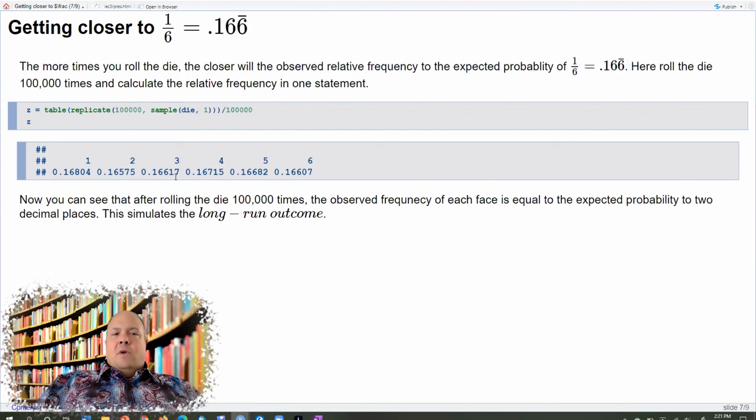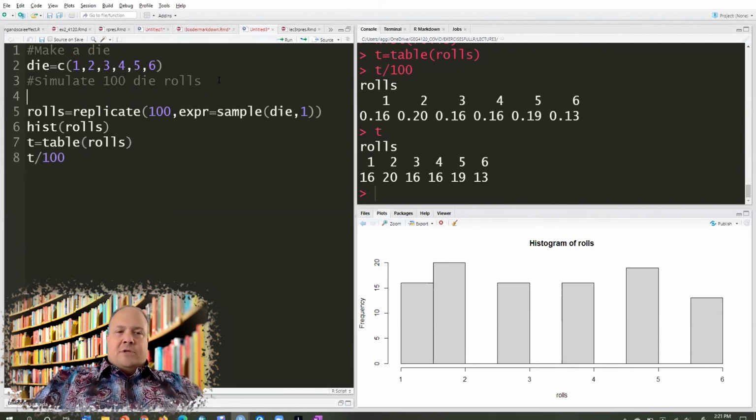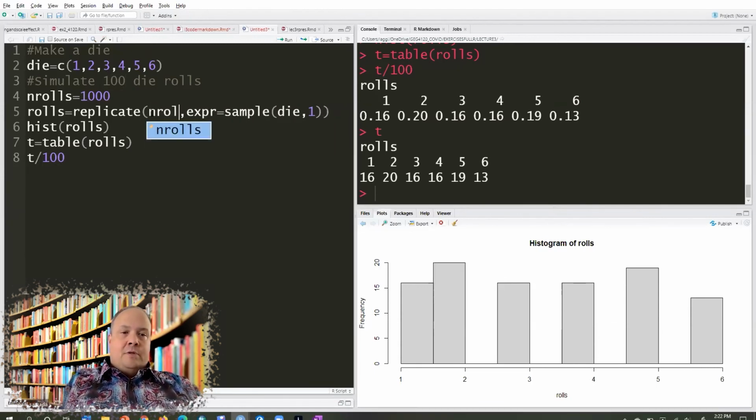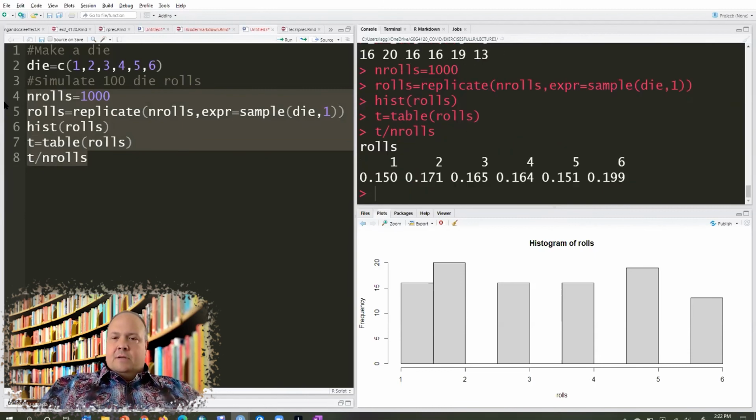So what happens when we start to make our number of rolls larger? Let's have a look. Here, we'll make another variable at the top just called nRolls, to make things easier. nRolls will be 1,000 this time, and instead of 100 as a hard-coded constant, I'll put nRolls. So now 1,000 will be put there the first time. And of course, to make a relative frequency, we want the table at the end to be divided by nRolls. So we'll just run those lines again and see what happens.